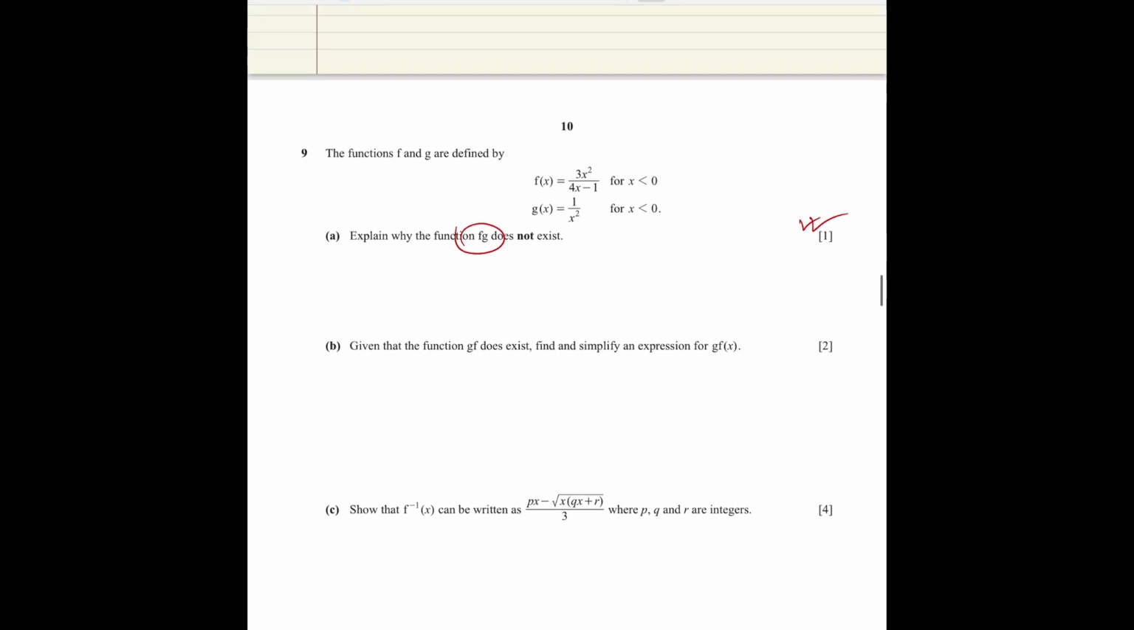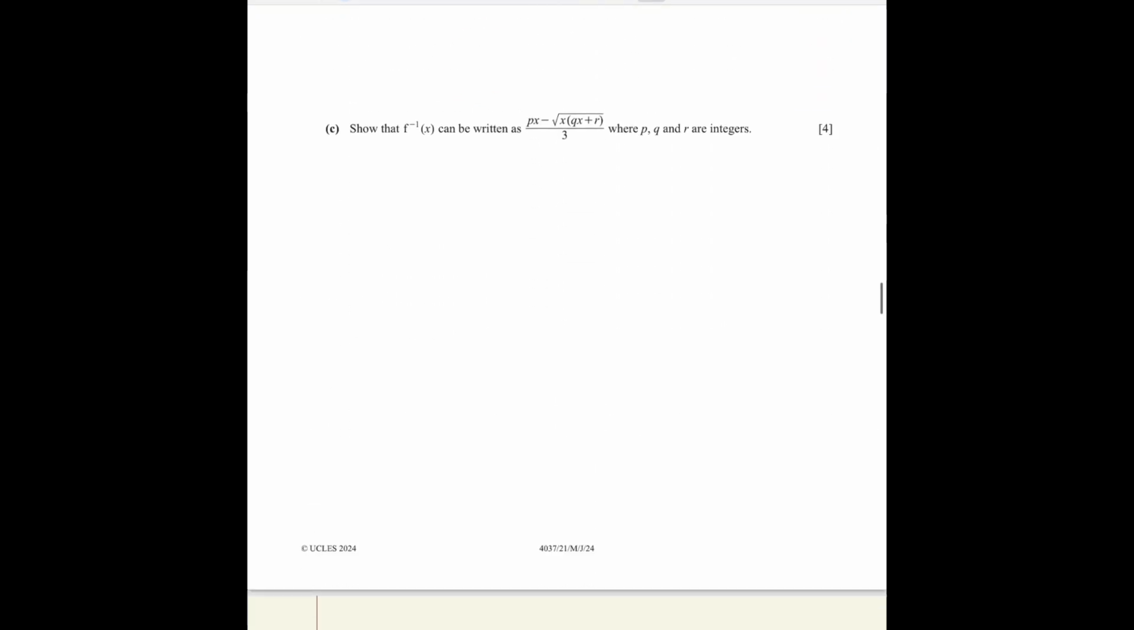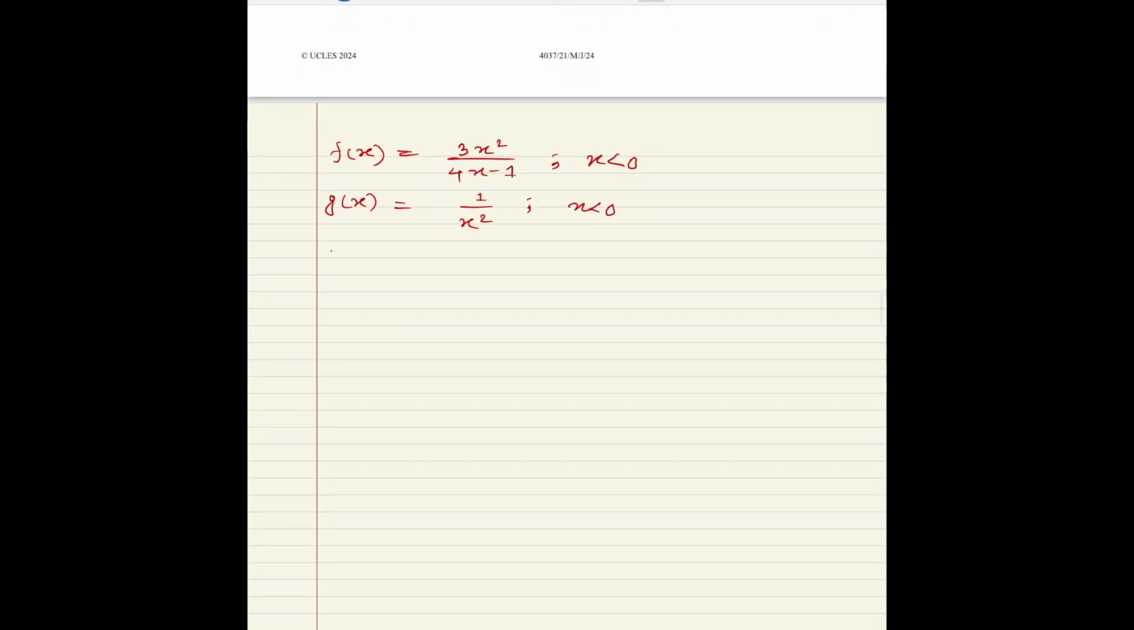So I am trying to explain the whole thing. f of x is given as 3x squared over 4x minus 1, and given x is less than 0. That means the input should be less than 0, and g of x is 1 over x squared. Here also it is given that x is less than 0. So they have said f of g of x would not exist.